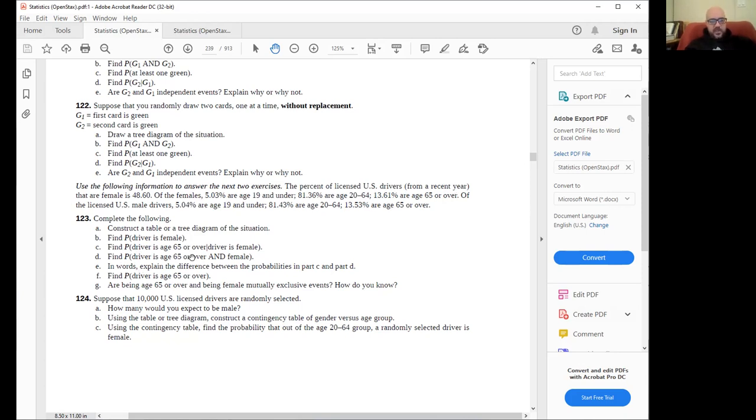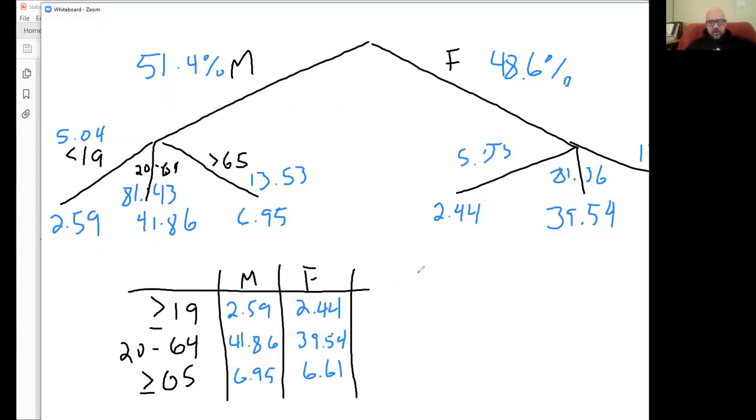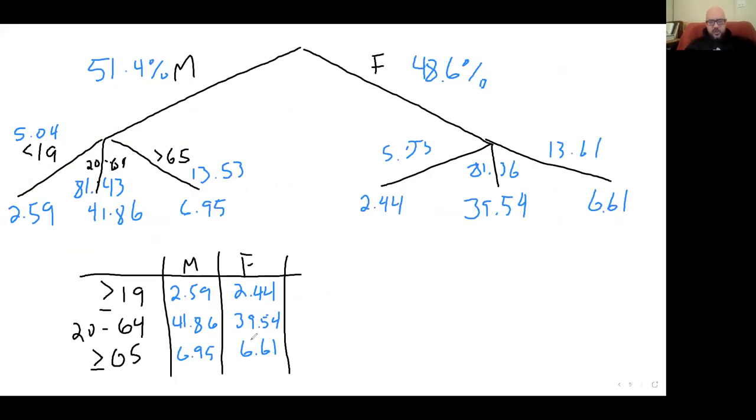Find the probability the driver is age 65 or over and female. Aha, that one we need our table for. Age 65 or over and female, 6.61%. Great, that was easy enough.